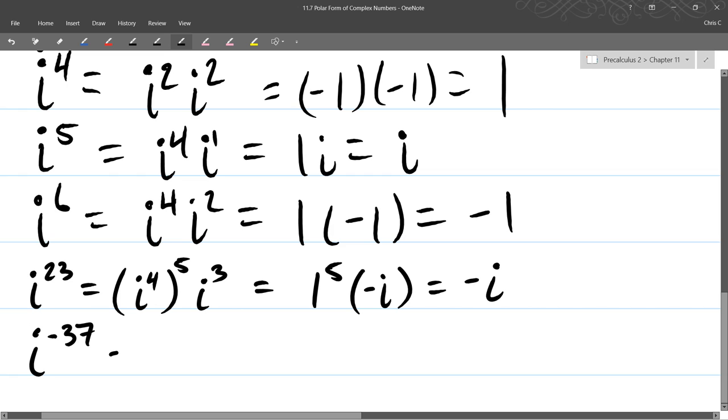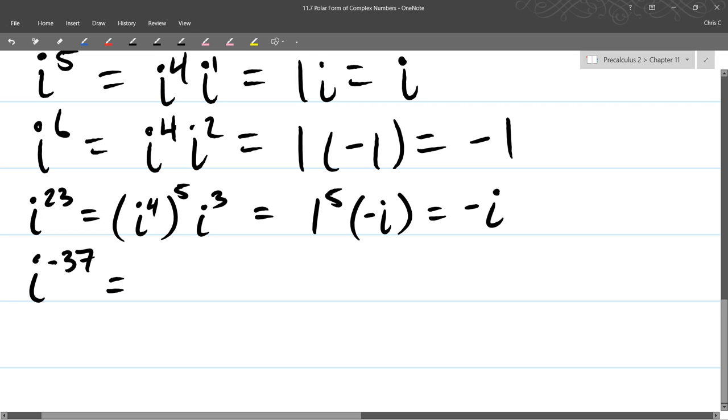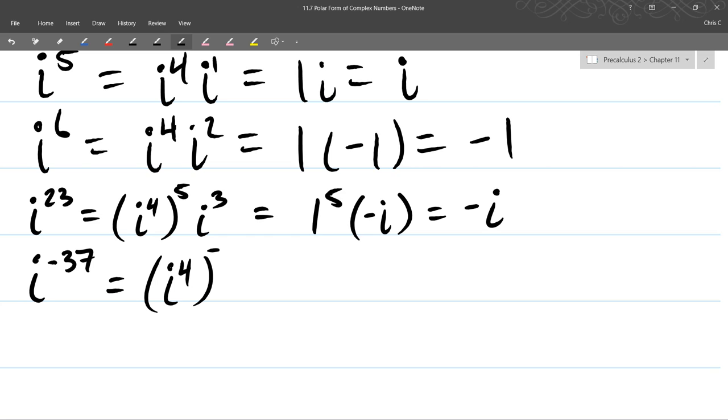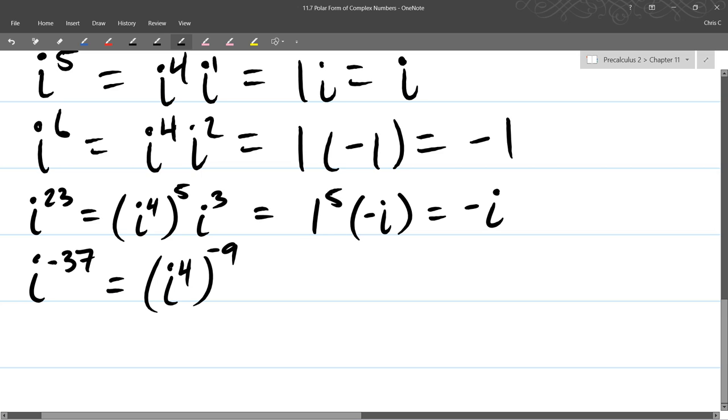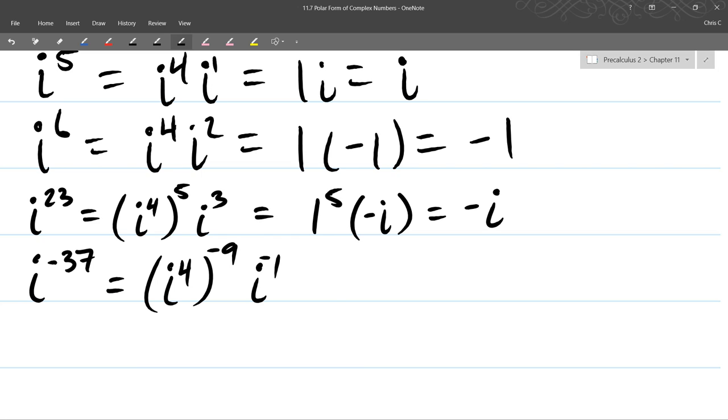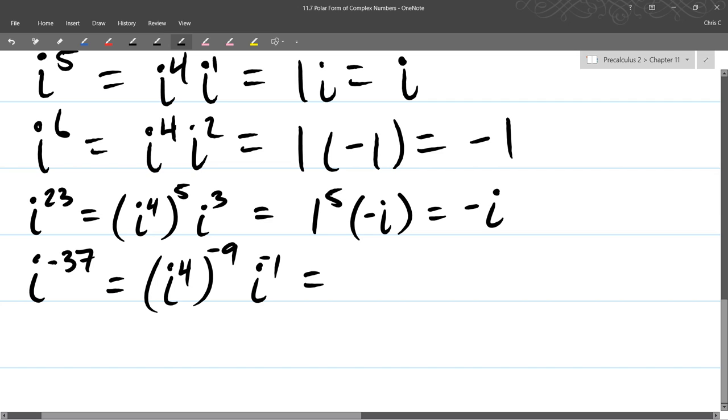Ooh, negative 37. i to the fourths, and I'll give you a little hint, there should be a negative exponent up here. So 4 times what number is close to 37? 4 times negative 9, that's negative 36, and we'll have one i left over. So we have negative 36, oops, there's a negative one left over. So negative 36 plus a negative 1 is negative 37.